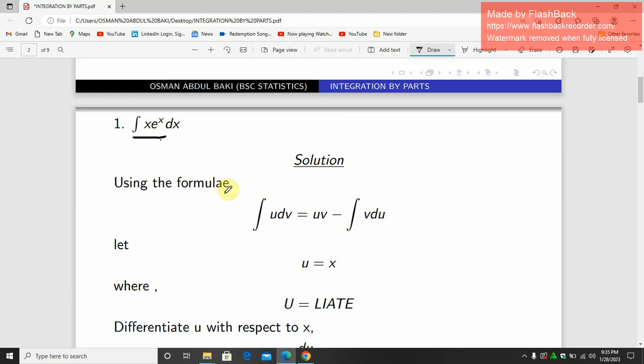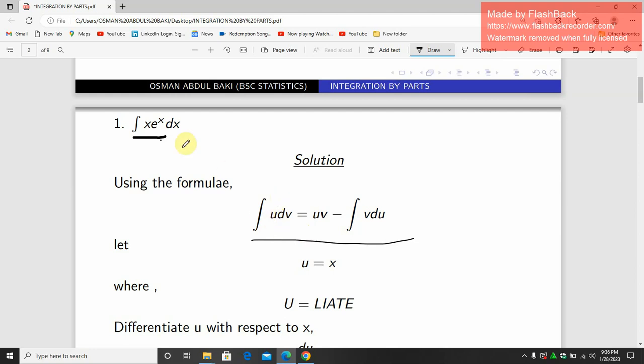Before you are able to solve integration by parts, you need to know this formula. This formula is for integration by parts, that is, the integral of u dv equals u times v minus the integral of v du. This helps you to solve any integral question very easily.